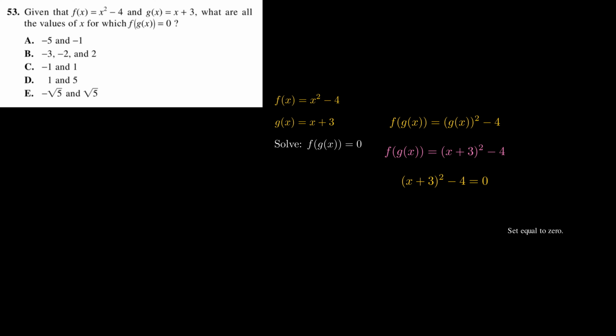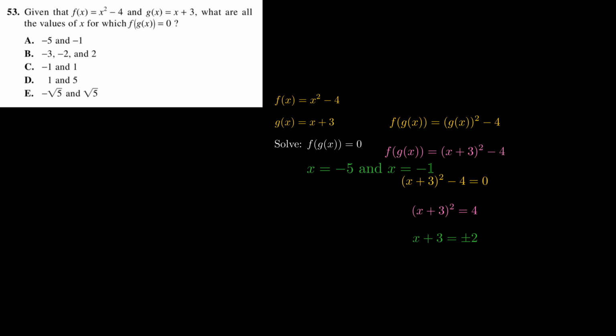The problem says solve f of g of x equals 0. So we set (x plus 3) squared minus 4 equals 0, add 4 to both sides. Now we have (x plus 3) squared equals 4. Now think, what numbers squared give you 4? 2 and negative 2. So x plus 3 equals plus or minus 2. First case, x plus 3 equals 2. That gives x equals negative 1.